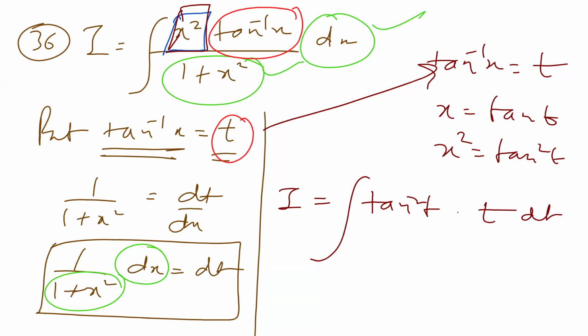Okay. Now this is similar to question number 27, which we have solved. Tan square is sec square minus 1 that you need to do. Multiply t with both the terms and solve. That is the end of exercise 14C.